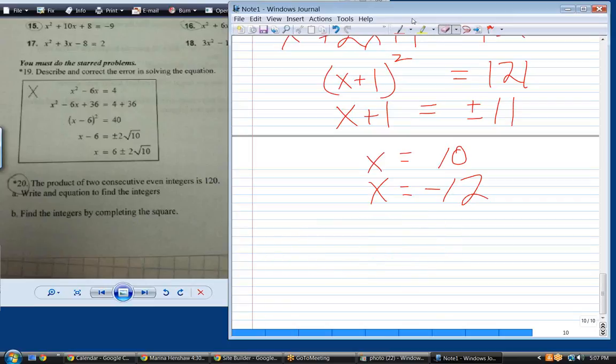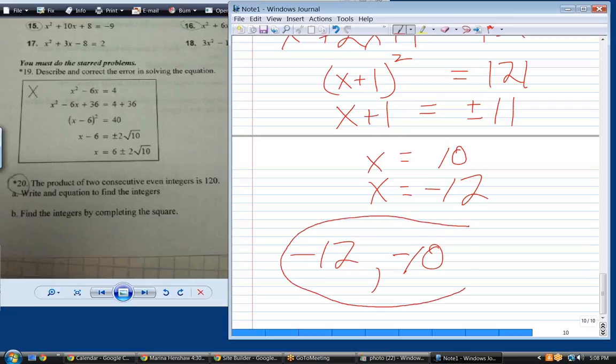Well, this says also that my first integer could be minus 12. If my first integer is minus 12, what's my next integer? Negative 10. Remember, we're adding 2. So minus 12 plus 2 is negative 10. Do these two numbers fit the thing? Yes, they're two consecutive even integers, and they multiply to positive 120.